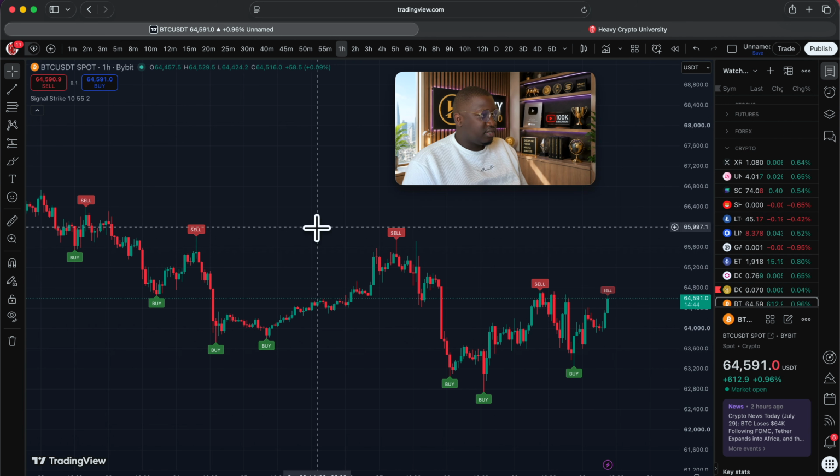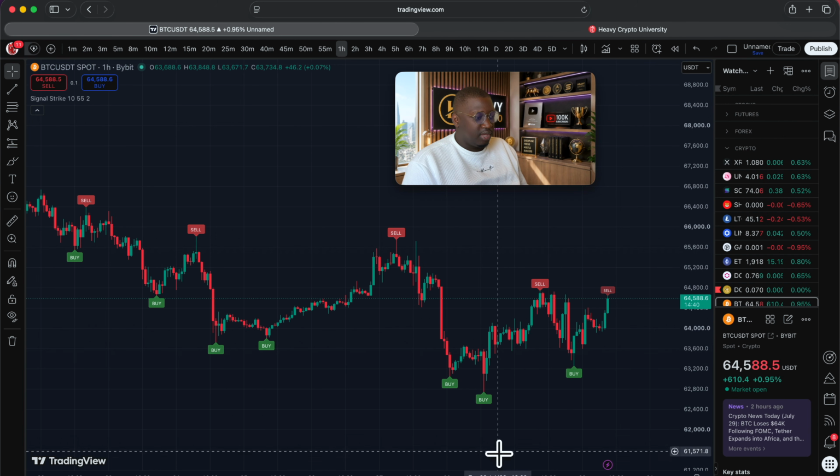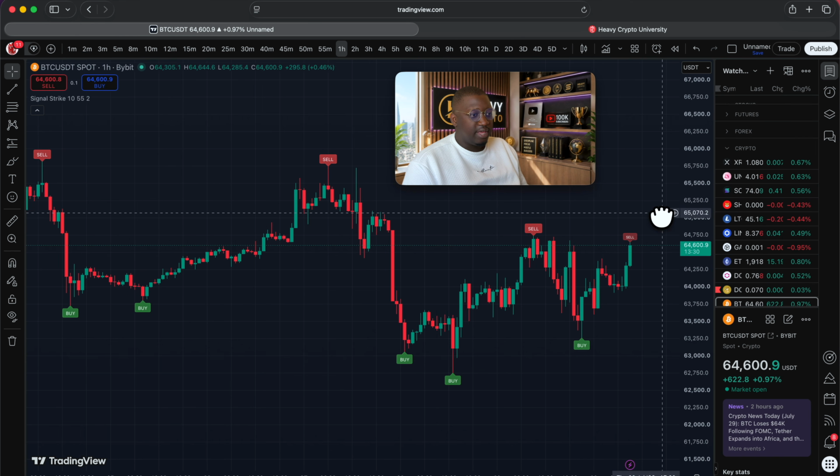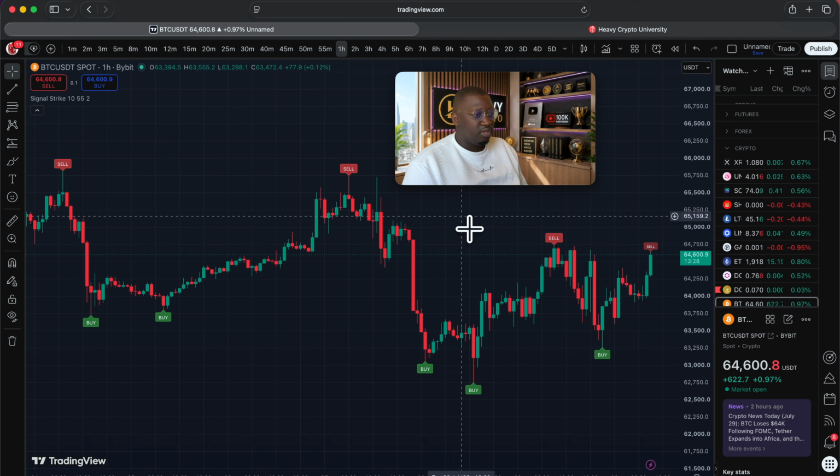So as you can see, I'm looking at the Bitcoin chart, and this is the 1 hour time frame. You'll notice that Signal Strike gives you buy and sell signals every time. A lot of people are asking me which exchange you can use to apply the Signal Strike indicator on, and you can apply this indicator on almost all the crypto exchanges, including Bybit, Vala, and Luna. If you have got these crypto exchanges, then you're good to go.